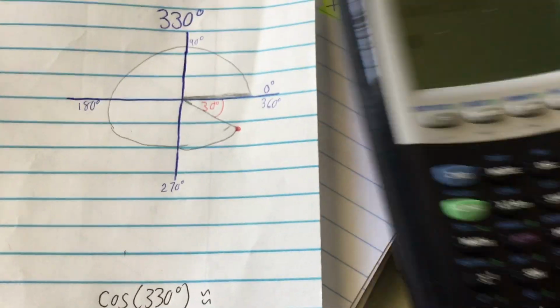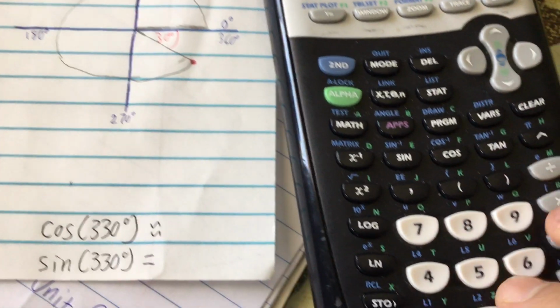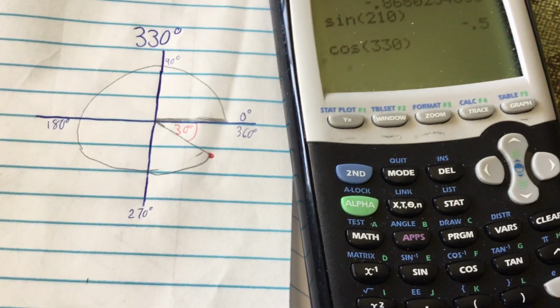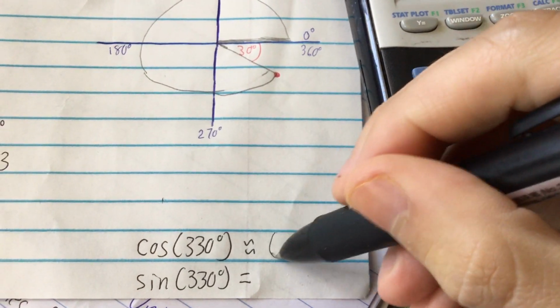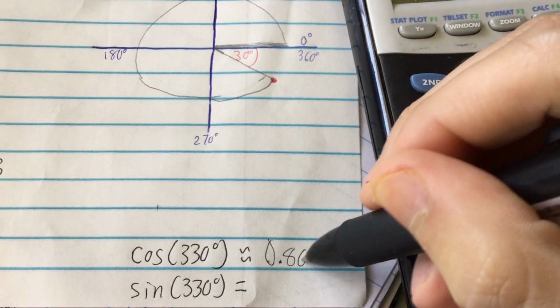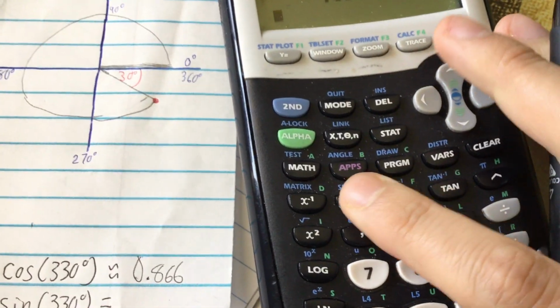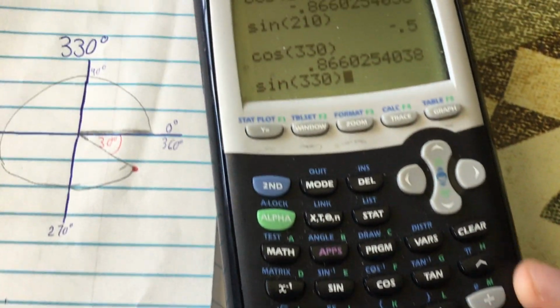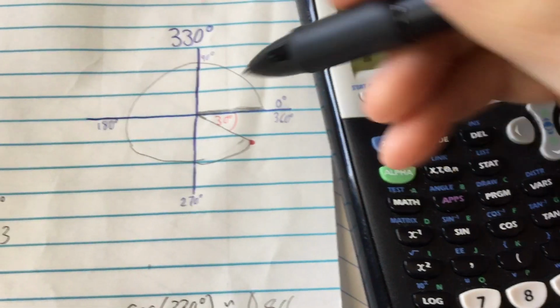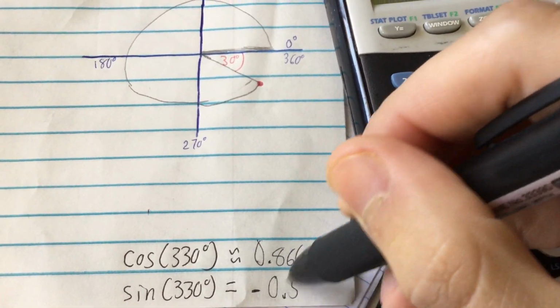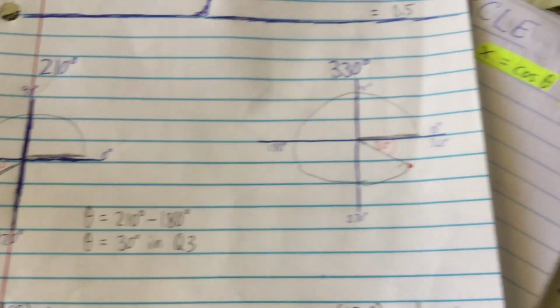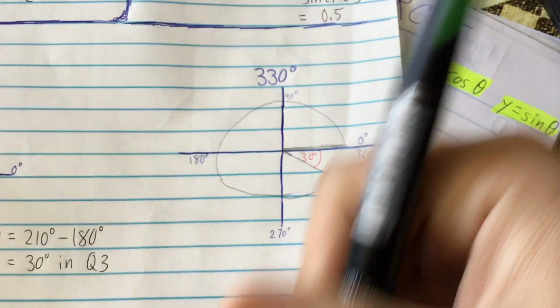The cosine of 330 degrees is positive 0.866. And my sine of 330 degrees is negative 1/2.